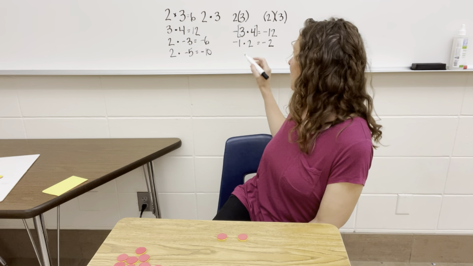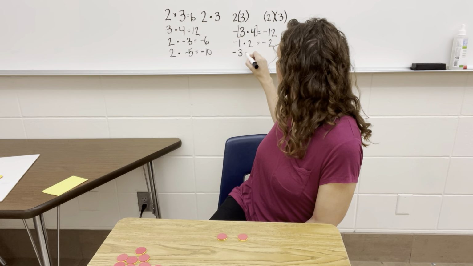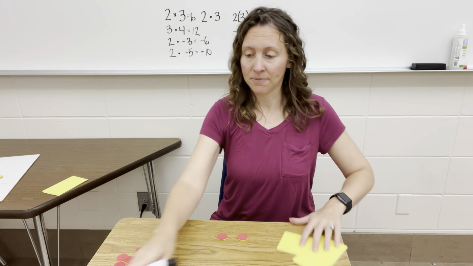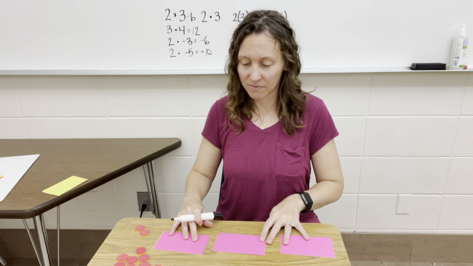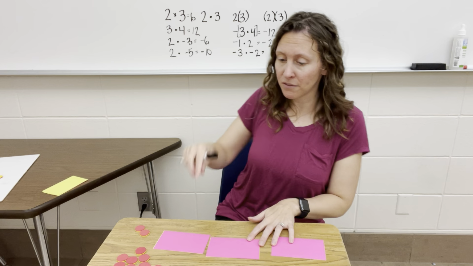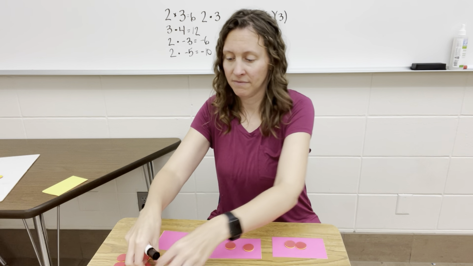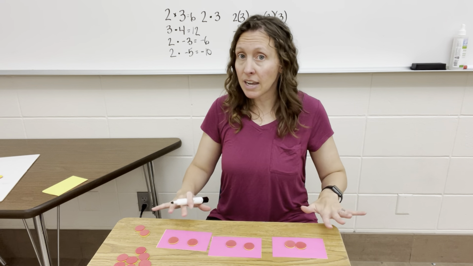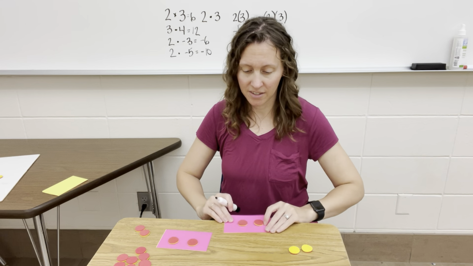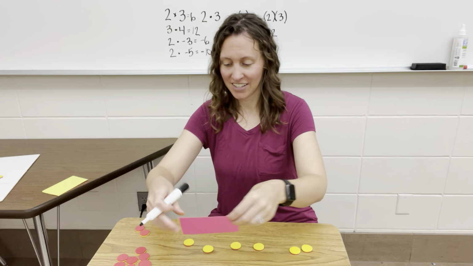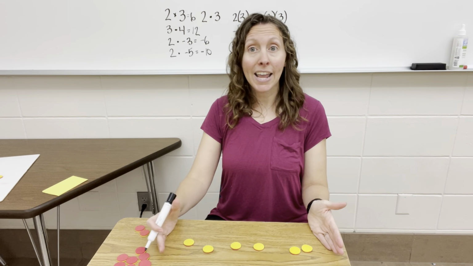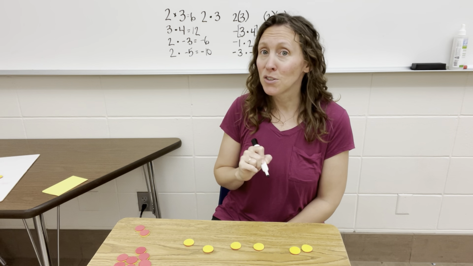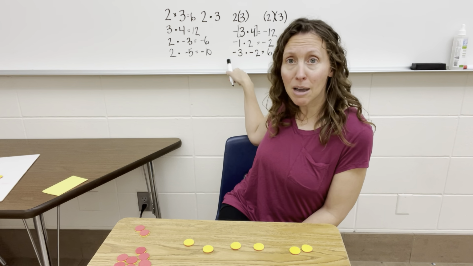Let's try one with 2 negatives. Let's try negative 3 times negative 2. I'm going to use 3 negative groups. And in each of those groups, I'm going to put 2 negatives. All right, so it looks like negative 6, but I'm not allowed to have negative groups, so I'm going to take the opposite of everything. Oh no. All right, so in all, I have 6 positives. So my answer is positive 6. So just remember, if you have negative groups, you have to take the opposite of everything.